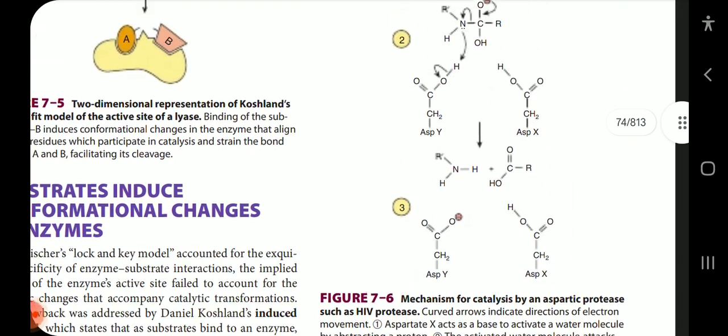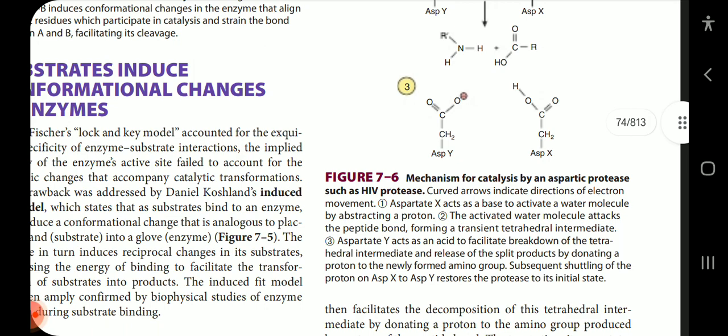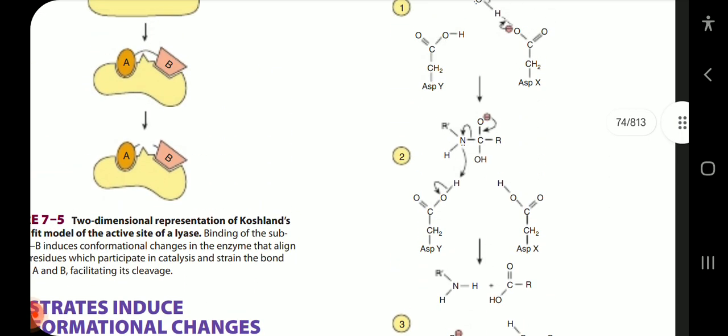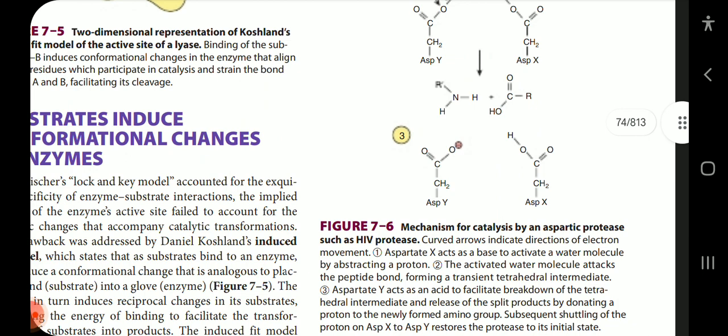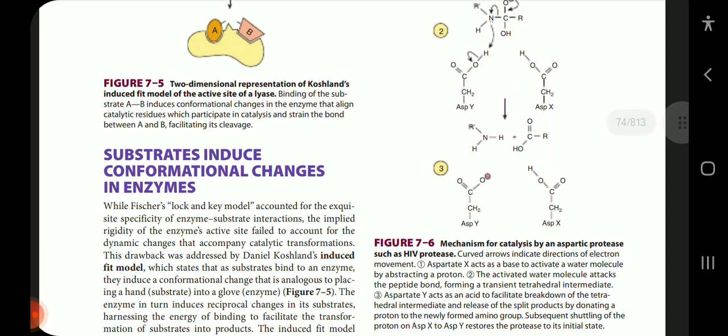So this figure shows the mechanism for catalysis by an aspartic protease such as HIV protease. Curved arrows indicate the direction of electron movement. First, aspartate X reacts as a base to activate a water molecule by abstracting a proton. Second, the activated water molecule attacks the peptide bond, forming a transient tetrahedral intermediate. Aspartate Y acts as an acid to facilitate the breakdown of the tetrahedral intermediate and release of the split products by donating a proton to the newly formed amino group. Subsequently, shuttling of the proton on Asp X to Asp Y restores the protease to its initial state.